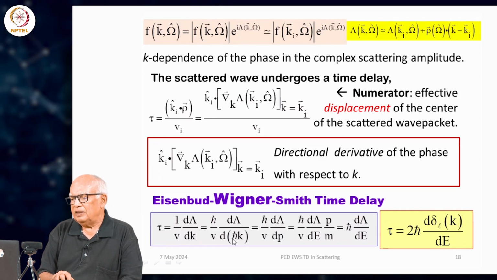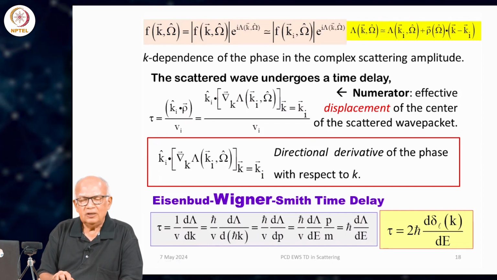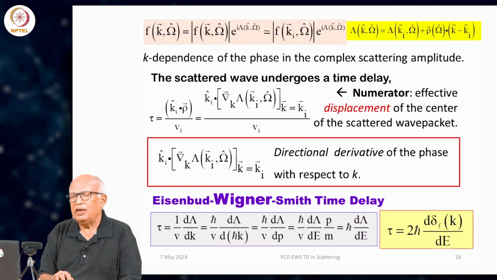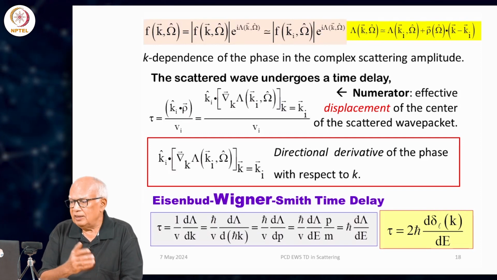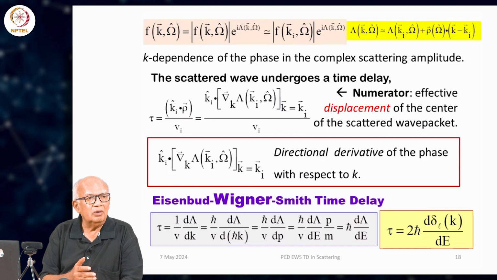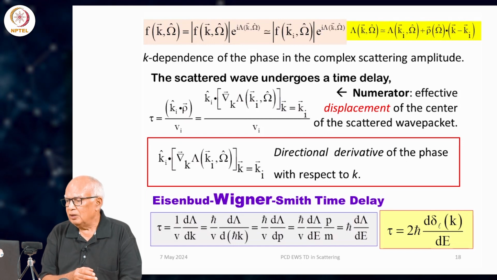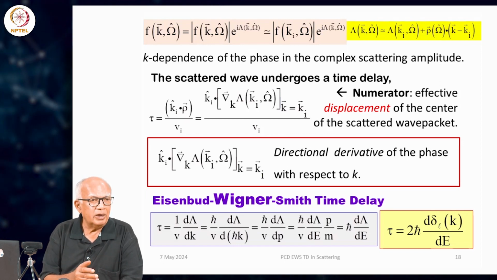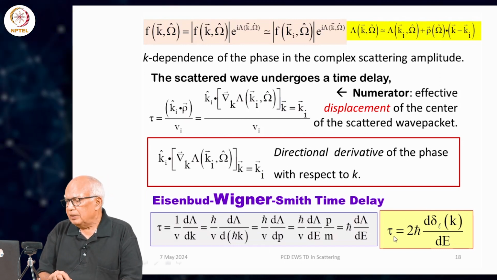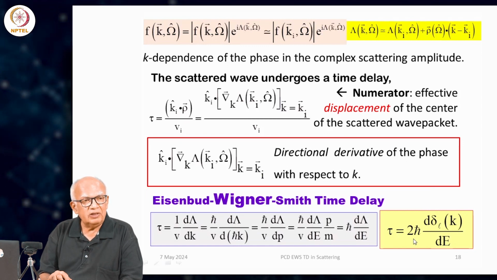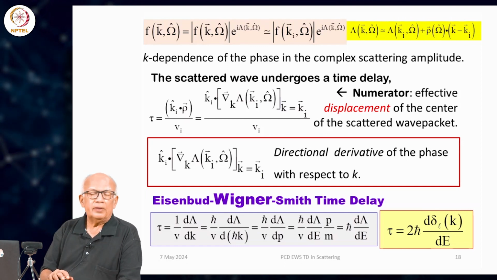K, you can get it with reference to not just k, but with respect to p. P is h cross k. So, you can multiply and divide by h cross, and you can also get it with reference to the energy, because E energy is just p square by 2m. So, if you take this derivative with respect to energy instead of momentum, you will get a factor of 2, because E is p square by 2m. So, this time delay turns out to be twice, you see where the factor of 2 is coming from, twice the energy derivative of the phase shift delta.